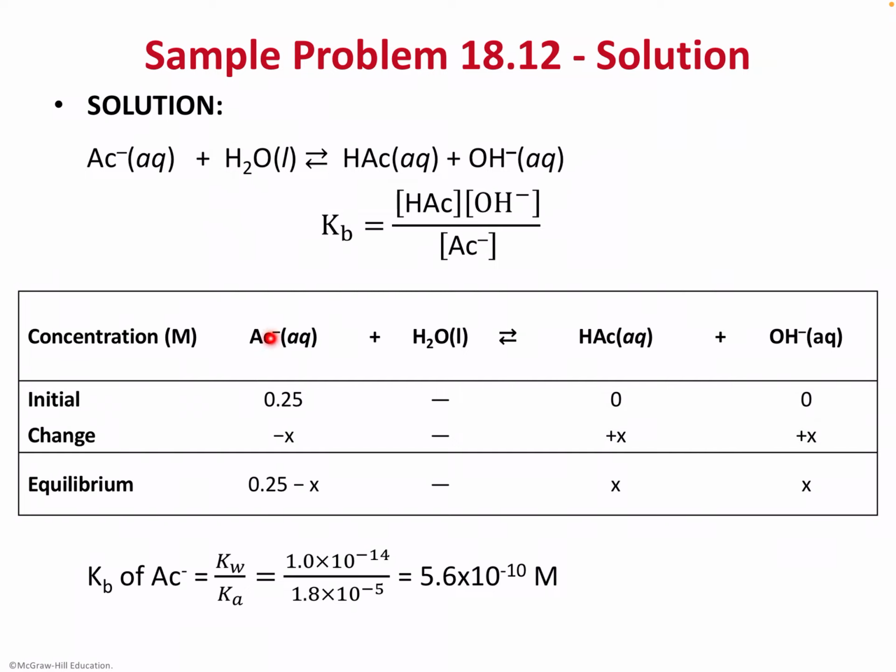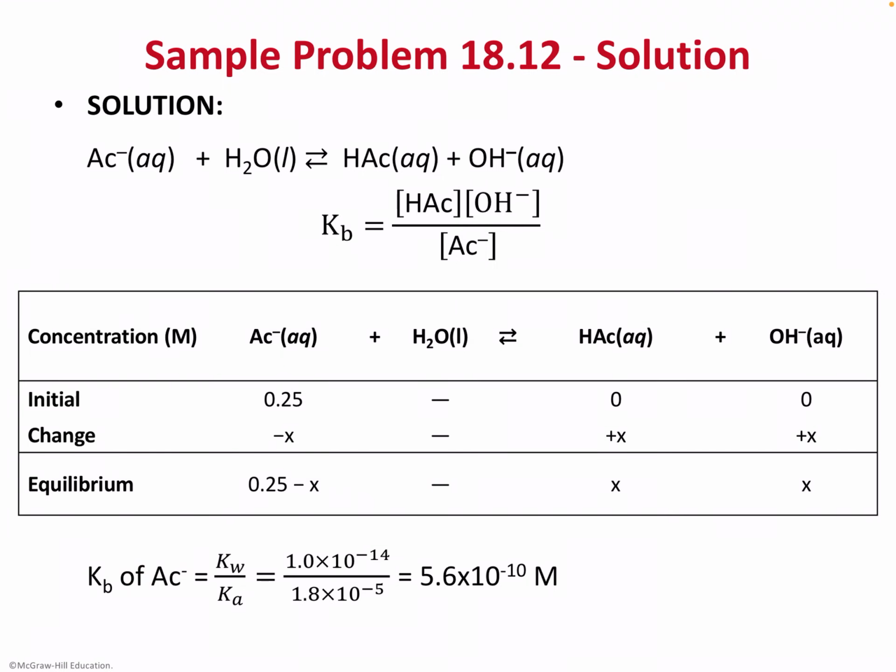So your acetate ions are going to be 0.25 because I showed you it's a strong electrolyte, sodium acetate completely dissociates. 0.25, we don't have to worry about the water, and acetic acid 0, hydroxide 0. So the change is going to be: X amount is going to react, X amount of these are going to form. So at equilibrium, 0.25 minus X, X, X.